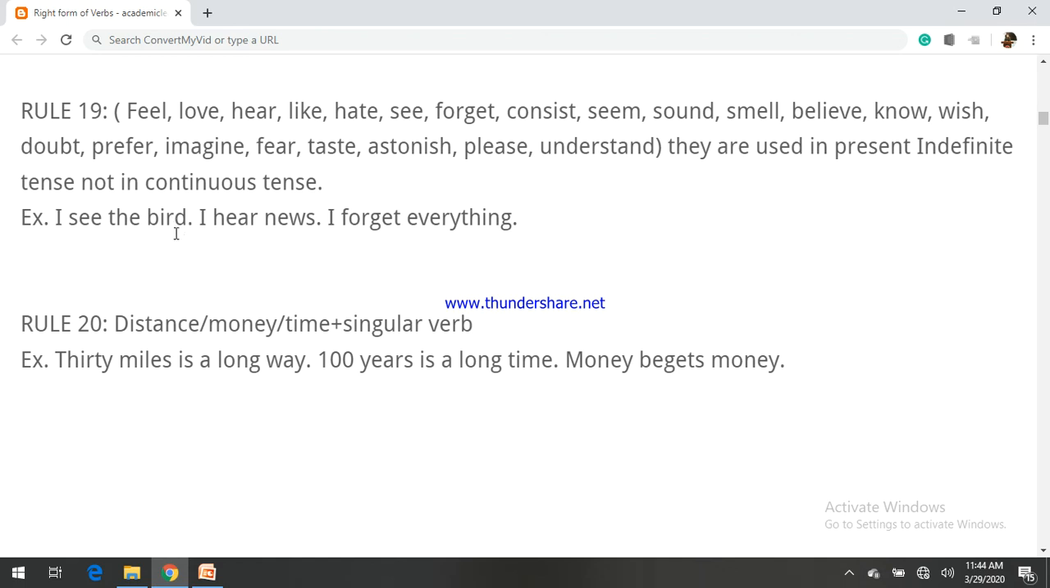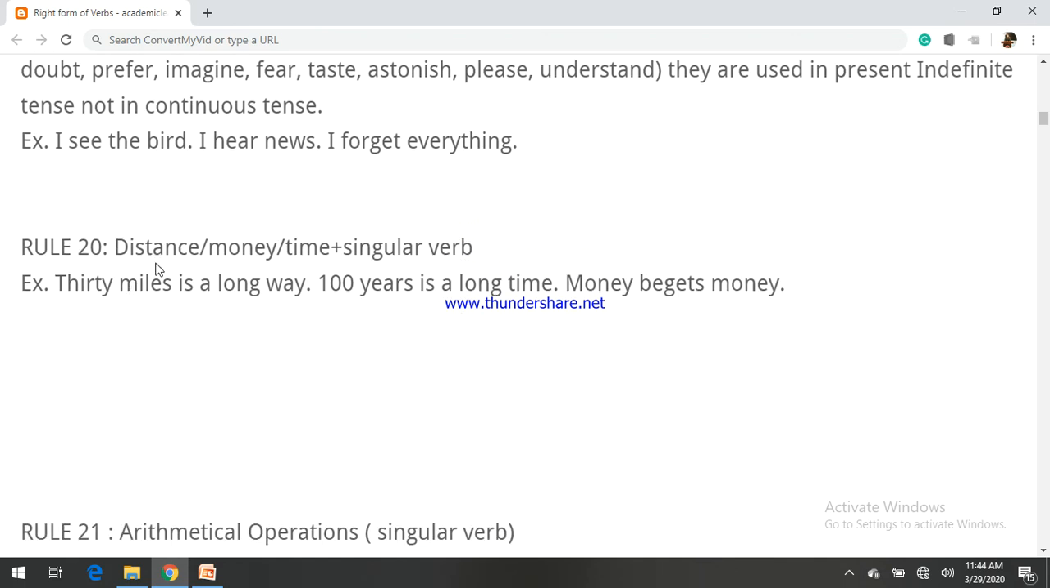Subject plus verb plus object. Rule 20: distance, money, time plus singular verb. After distance, money, or time, you have to use a singular verb. Let's see, 30 miles. This distance is long. You cannot add "are" here.